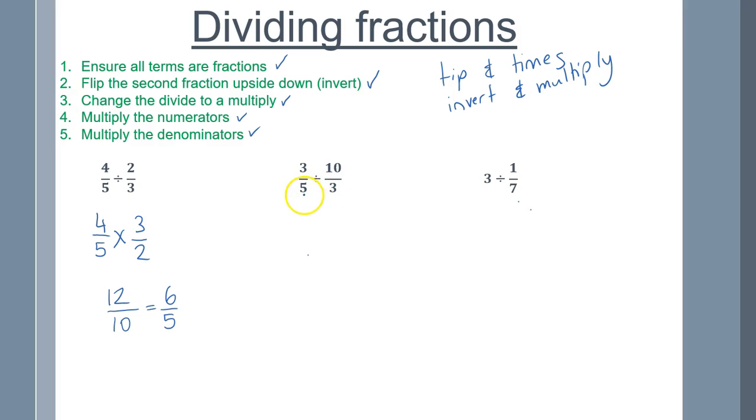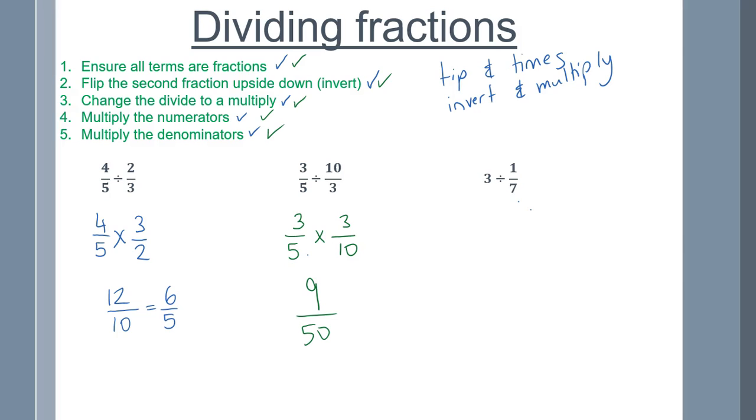So the second one, let's have a look. Are they both fractions? Yes. We're going to flip the second fraction upside down. Done. We're going to change it from divide to multiply. Done. Multiply the top, so 9. Multiply the bottom, 50. Done, done. And simplify, which we can't.